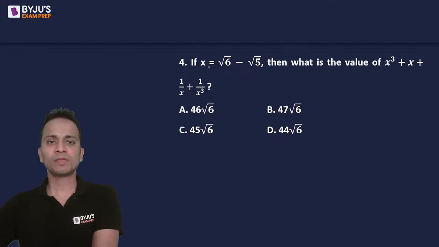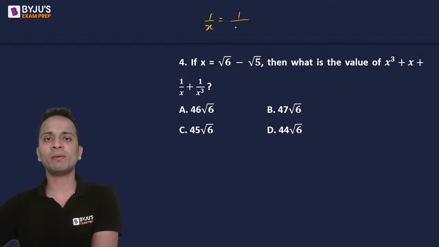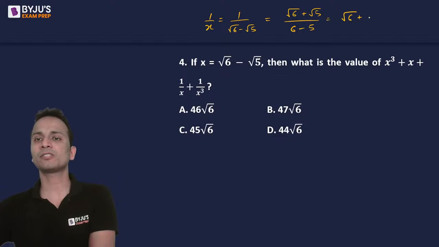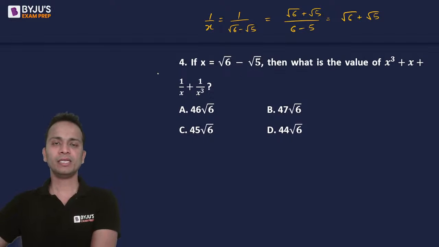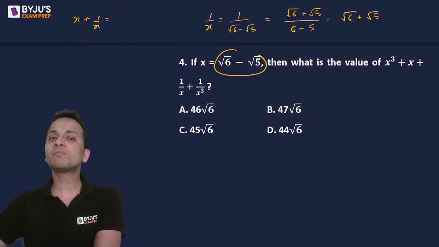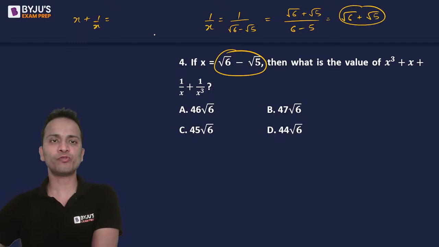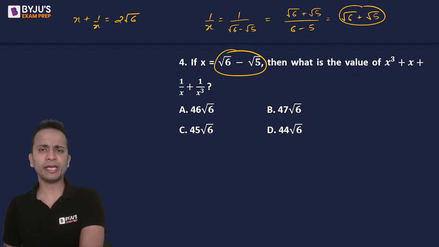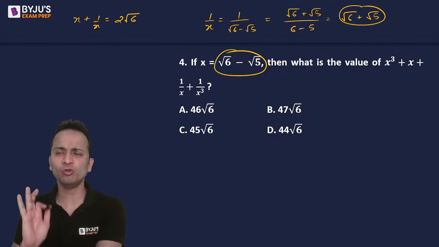So let's solve it. The value of x is given. I'll write the value of 1 upon x first of all. So 1 upon x will be 1 upon root 6 minus root 5. Let's do the rationalization and it will be root 6 plus root 5 divided by 6 minus 5. That will be equal to root 6 plus root 5. Okay. Now x plus 1 upon x will be root 6 minus root 5 and root 6 plus root 5. That will be equal to twice of under root 6. Root 5 will get cancelled. Okay. So I found the value of x plus 1 upon x.